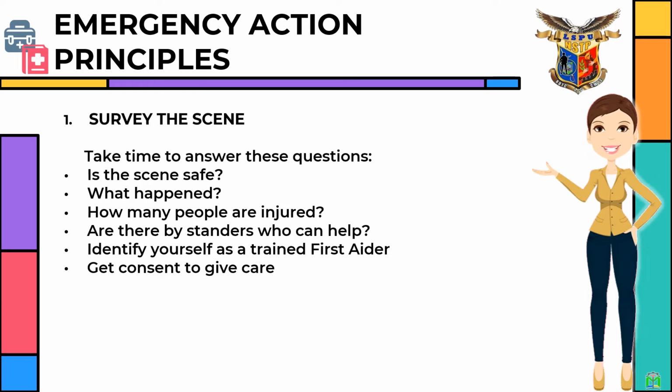The emergency action principles. 1. Survey the scene. Take time to answer these questions. Is the scene safe? What happened? How many people are injured? Are there bystanders who can help? Identify yourself as a trained first aider, get consent to give care.